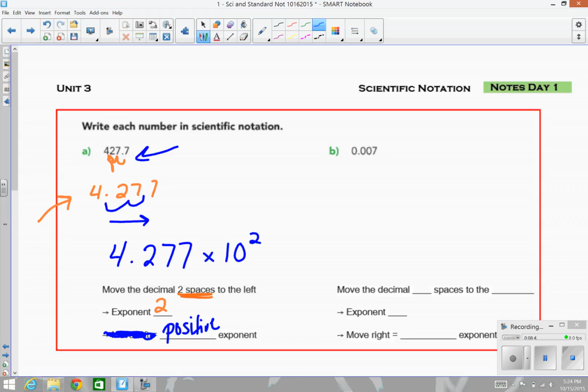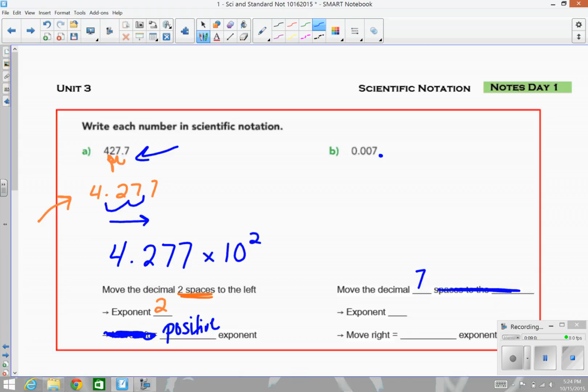Now if we look at example B, this number is smaller than 1. So in order to get this to be between 1 and 10, I actually have to move my decimal over here, so that I'm looking at 7 rather than 0.007. And when I do that, we move the decimal 7 spaces.